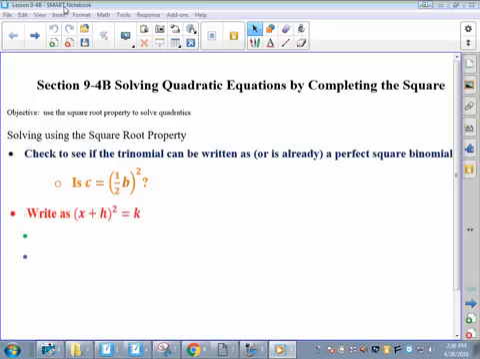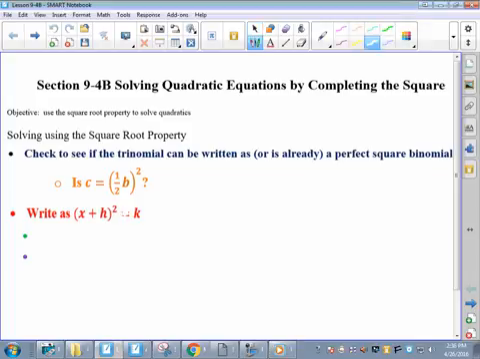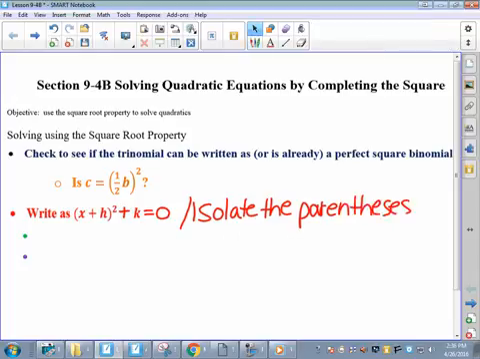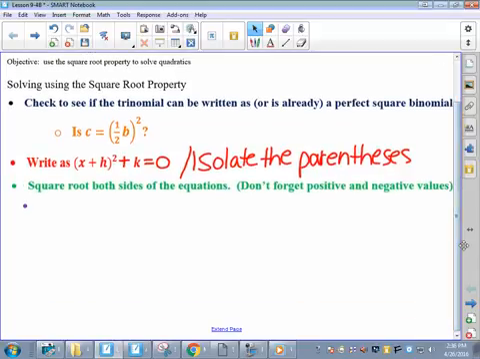So we're going to write this as x plus a number, and probably instead of equal to k, we're going to have plus k equals 0. Then we isolate the parentheses, as I mentioned in 9.4a. Once we do that, we square root both sides of the equation. Don't forget, when you square root a number, you get a positive and a negative value. For example, the square root of 9 is positive 3 and negative 3. That's where we get two solutions from. Last but not least, you solve those two equations from those two answers, positive and negative.